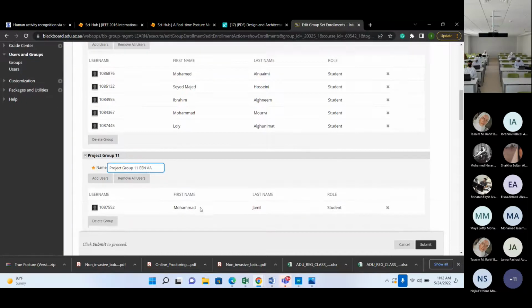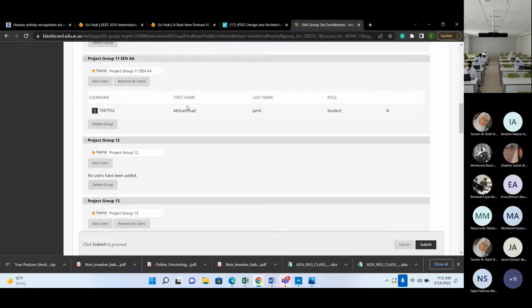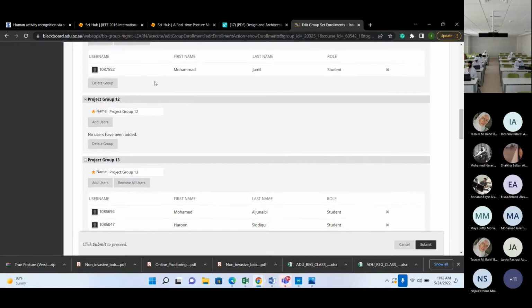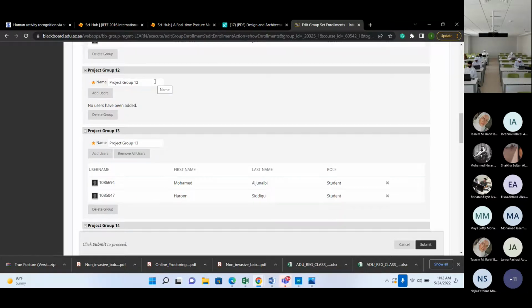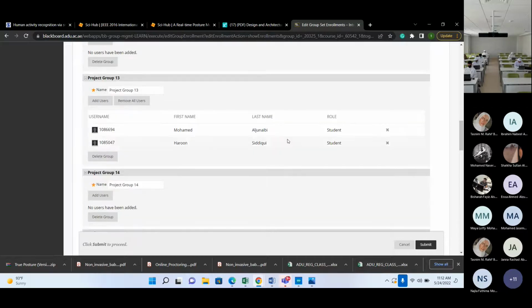So, Muhammad, do you have a group or you don't? Do you have a group? Yes, he does have a group. What's your group number? I went to group 11. Group 11. Okay, so ask your team members to join the same group. All right. Muhammad Al-Janaybi and Haroon Siddiqui.